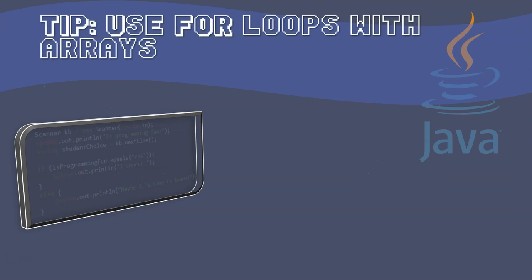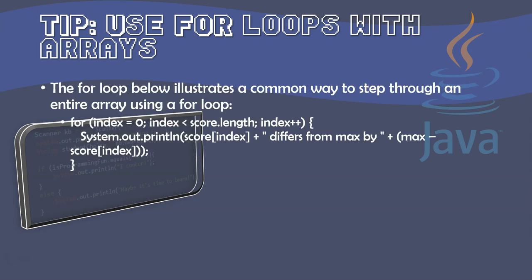So here's a quick tip: we want to use this length variable when we have things like for loops. The for loop below illustrates a common way to step through an entire array. If you look here, we have for index = 0, index < score.length, and notice we're not predefining the size of the array. Index++. The inside of the loop doesn't matter as much as looking at the header.